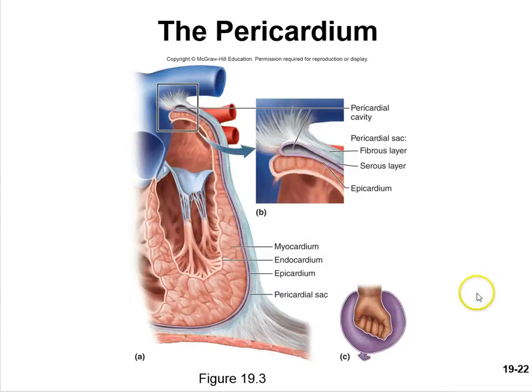Here we can see those layers. The endocardium, the innermost layer, myocardium, the muscle tissue in the middle, and then the epicardium on the outside, and the pericardial sac, and again that picture to show serous membrane with the fist punching into a water balloon.